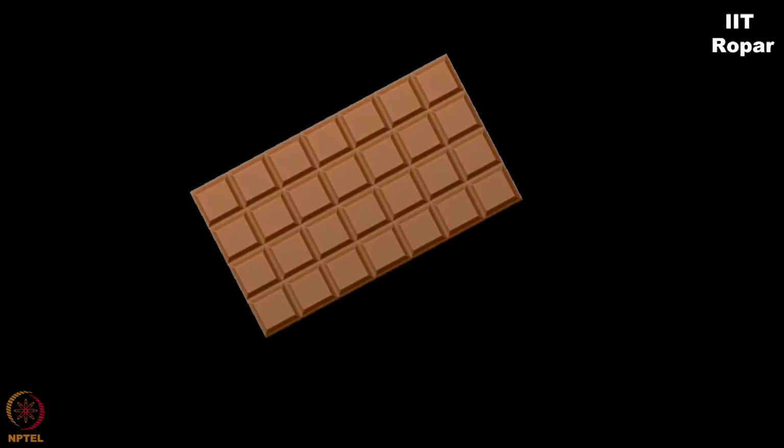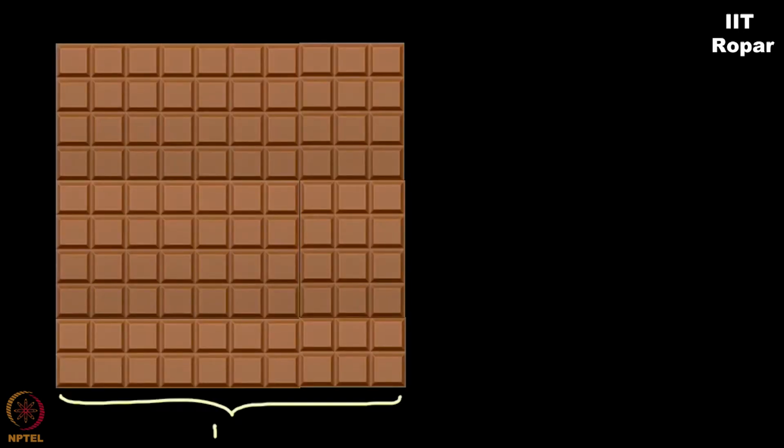Consider this problem of taking a chocolate bar. What is a chocolate bar? Of course, different chocolates are made differently, but I'm talking about this kind of a chocolate bar. You see, it is made up of several squares glued with each other. Here is a 10 cross 10 chocolate bar, a big one, right?